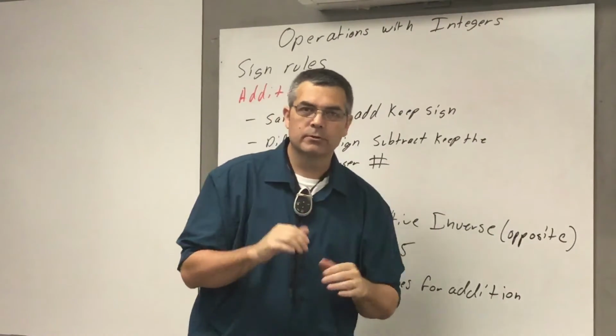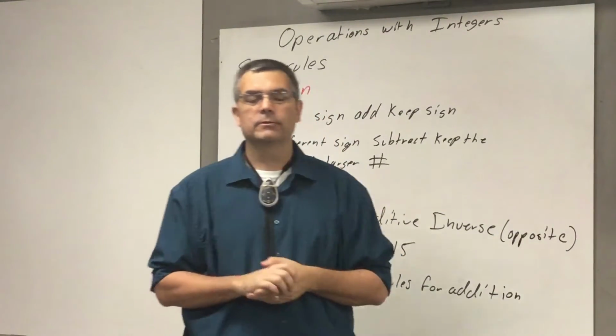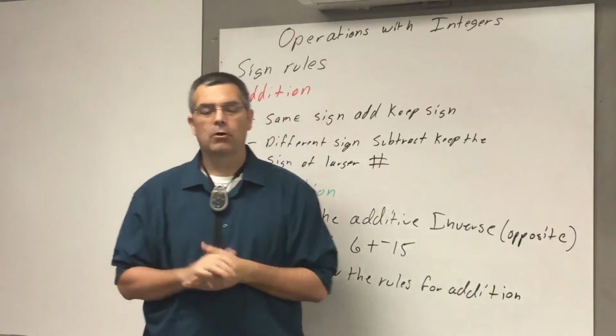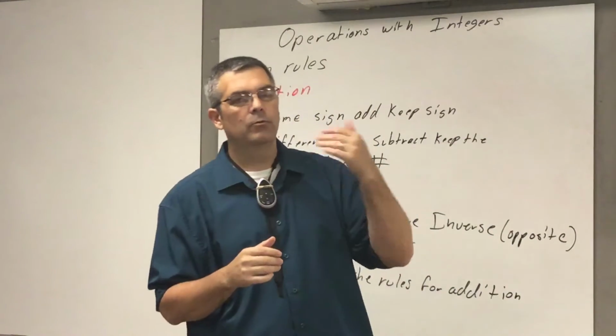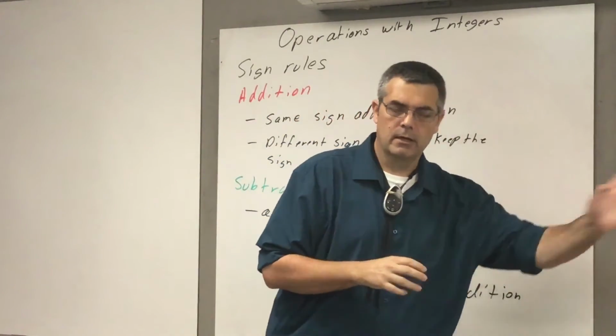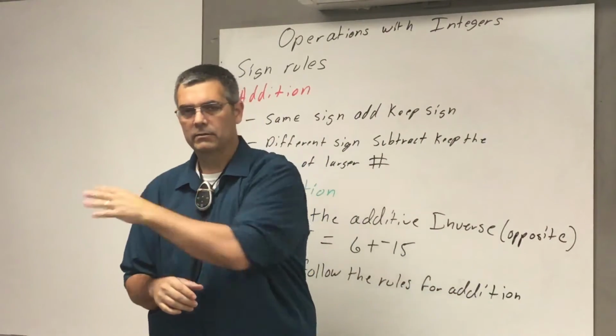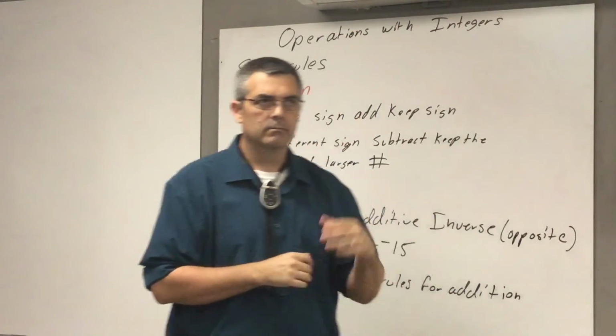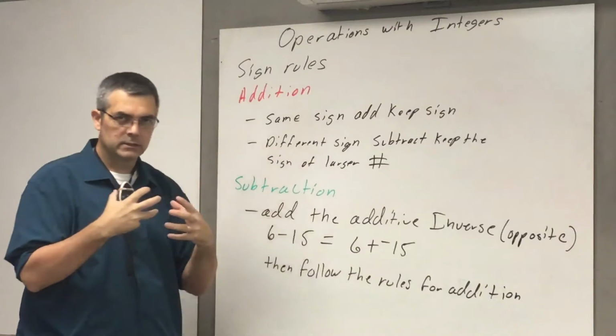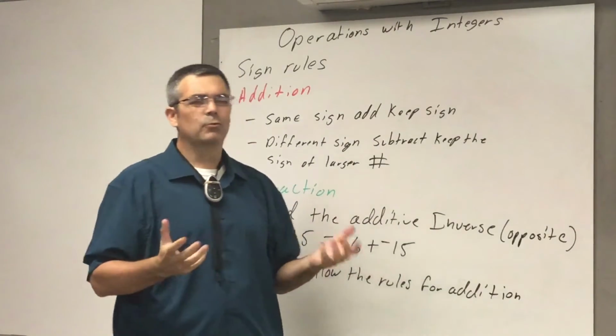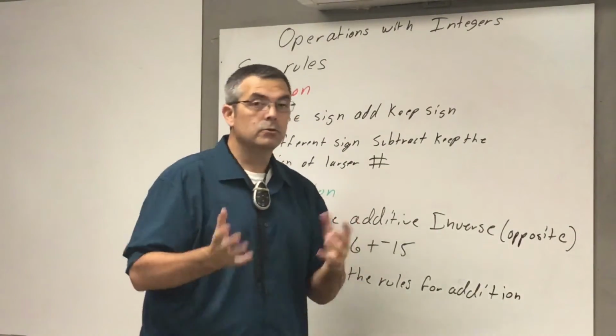Alright, so today we're going to go through operations with integers. Remember, integers are 0, 1, 2, 3, dot, dot, dot, negative 1, negative 2, negative 3, dot, dot, dot. You know? So all we're doing is the operations with this, which really is our sign rules. Okay, so you should know your sign rules.